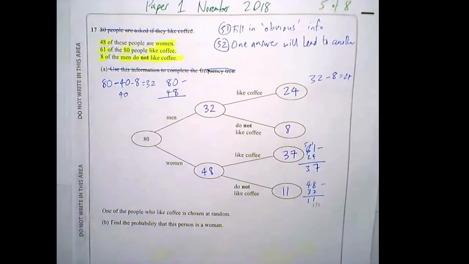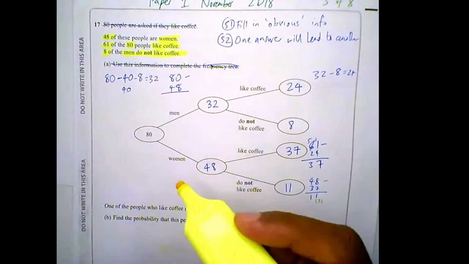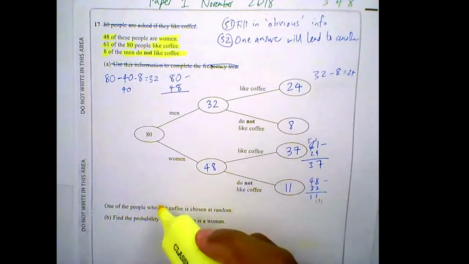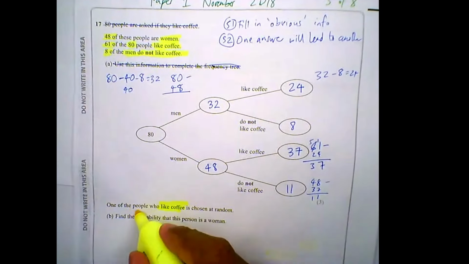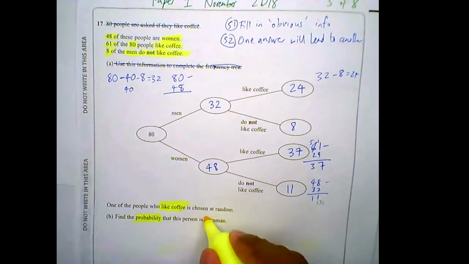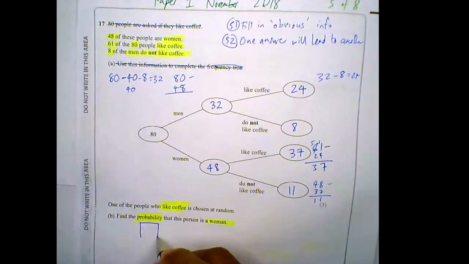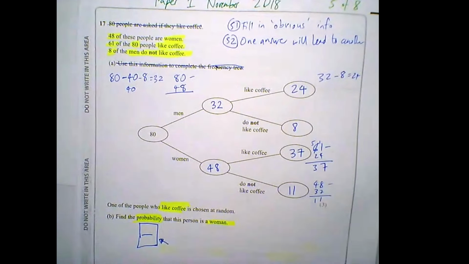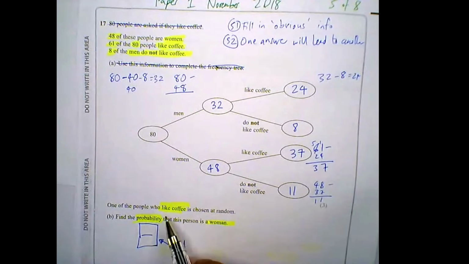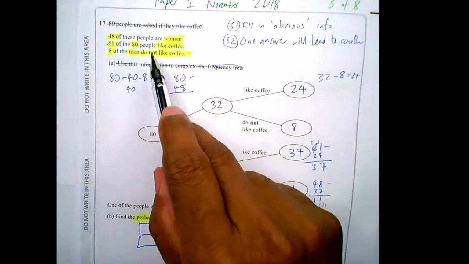All right, part B. One of the people who like coffee is chosen at random. Find the probability that this person is a woman. So similar to before, probability, I've got 2 parts. What's my total in this occasion? My total in this occasion is not just a simple, it's from here, it's people who like coffee, and that's 61. 61 of the 80 people like coffee.